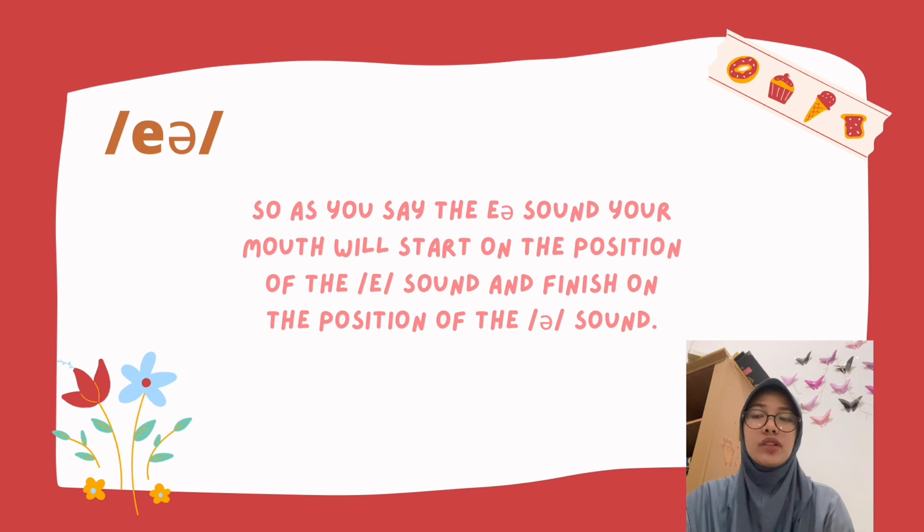Ea. So as you say the ea sound, your mouth will start on the position of the e sound and finish on the position of the a sound. Example: fair, various, square.